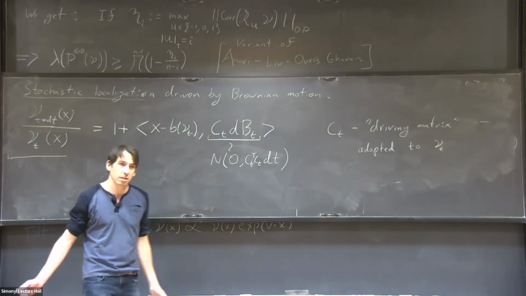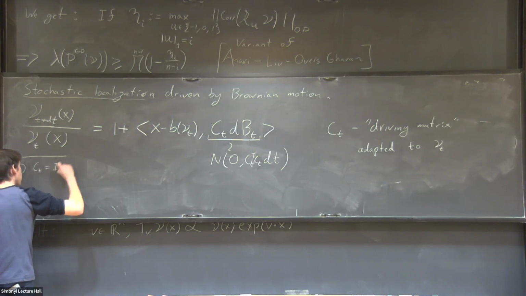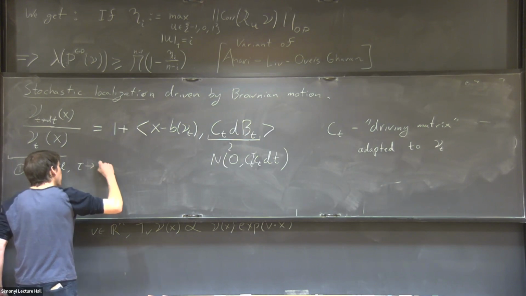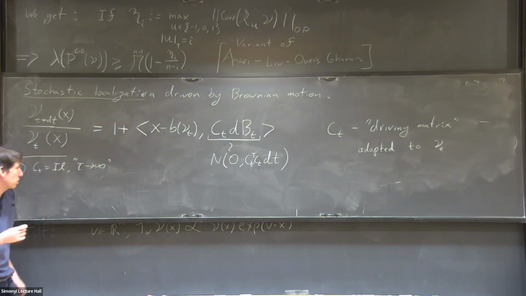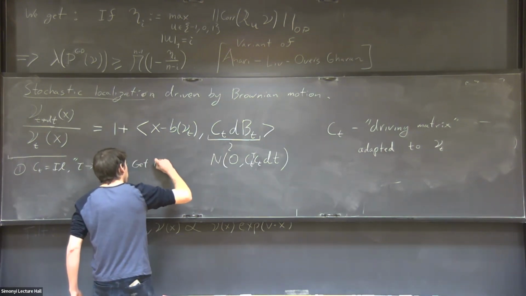You get a pretty natural process, and there are other ways to look at that. What will you pick tau to be in this case? Good. So if C_t is the identity and tau goes to infinity, for any tau, you get a discrete jump process, but if tau goes to infinity, you get Langevin dynamics. So C_t equals the identity, tau goes to infinity, I'm not going to be very precise here, you get Langevin dynamics.